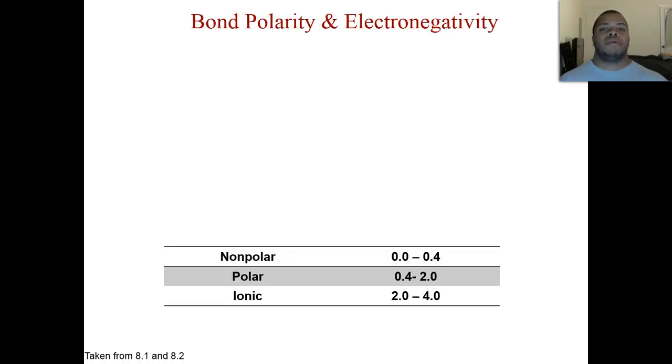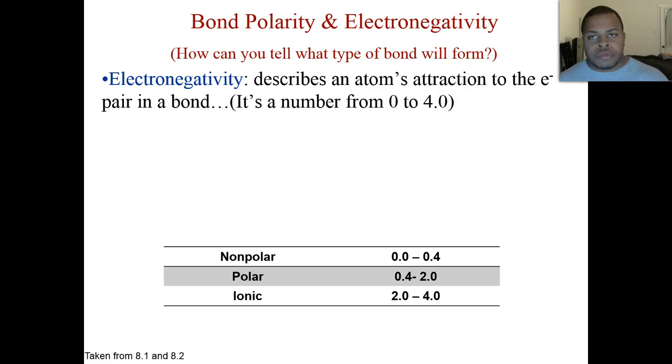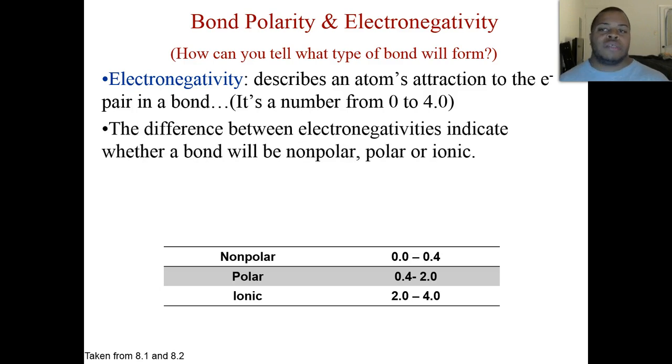Now, bond polarity and electronegativity. This is the point we're trying to actually move towards, and I want to look at a couple of things. This is going to tell us what type of bond is going to form and what to basically prepare for. Now, electronegativity is actually going to describe an atom's attraction to an electron pair in a bond. So this is more of a tug of war. We don't think of it as it's trying to steal the electron, but it's actually which element is stronger and is going to win out in the tug of war and pull that electron closer.